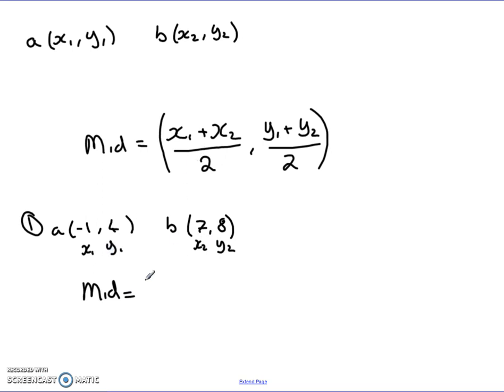So we do x1 plus x2, so the way we've labelled it, we've got -1 plus 7. We're going to divide our answer by 2, and we do y1 plus y2, so in this case we've got 4 plus 8, and then we're going to divide that answer by 2 again as well. So -1 plus 7 is 6, divide 6 by 2, we get 3. 4 plus 8 is 12, divide 12 by 2 and we get 6. So the midpoint of any line that contains those 2 points, or the middle of those 2 points themselves, is given by the coordinate 3, 6.